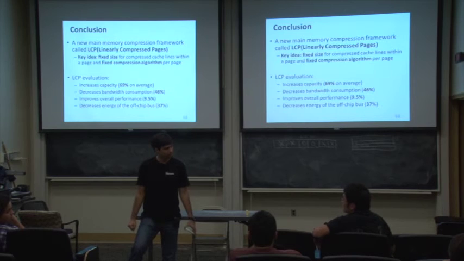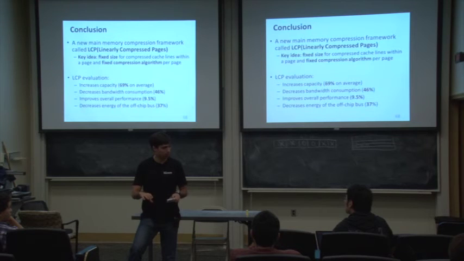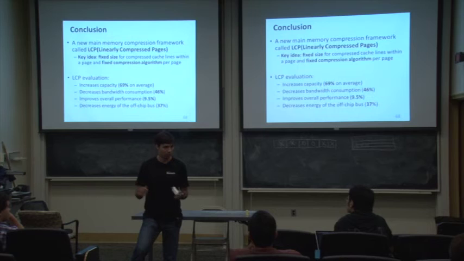So the data is compressed the first time it's brought from disk to memory. That's correct. So what you do, when the initial data is coming from disk, you try multiple different compression schemes for that page, pick the best, and just keep it in that format.